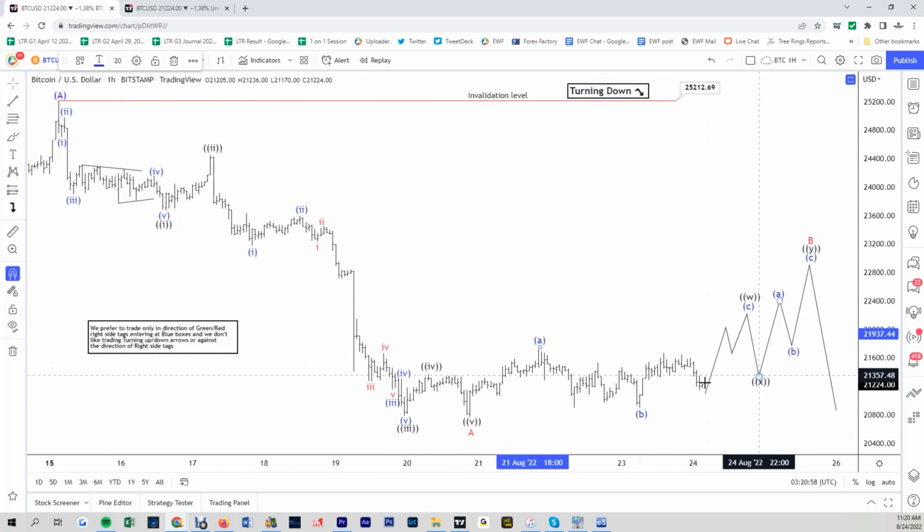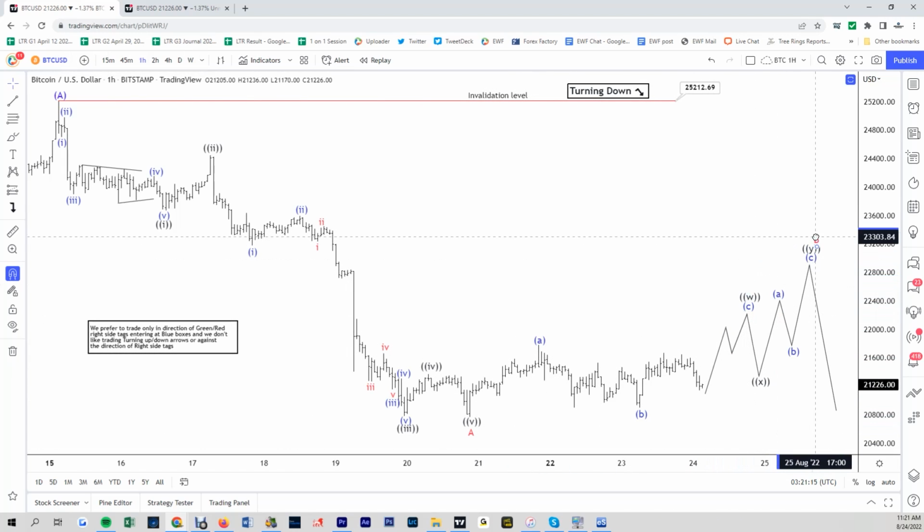So that's the idea. Shorter cycle is looking for the downside overall below 25,212. Any rally should fail either in 3 swings like this one. This ABC 3 swing could be finished with the B and go down, or else we could be doing a 7 swing, like 1, 2, 3, 4, 5, 6, 7 to finish the B before we go down.